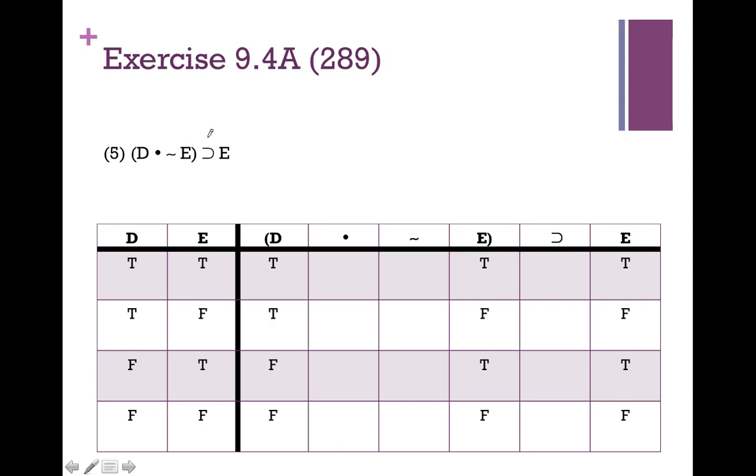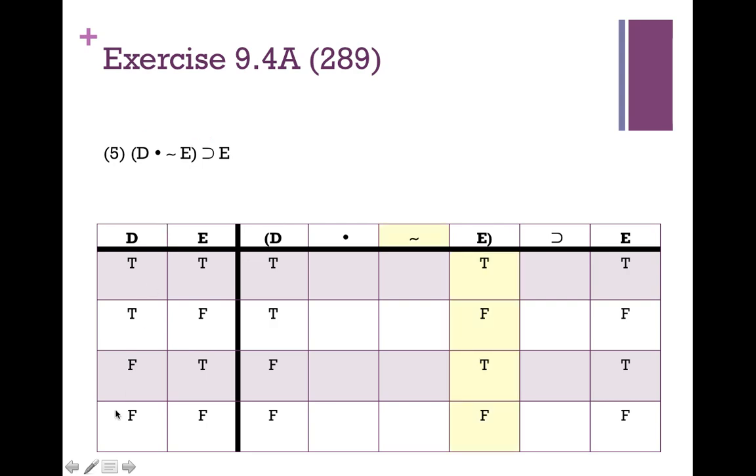Now, our main connective is this one right here. This conditional is our main connective. Then we have two others, and we have not E. Hopefully at this point it's becoming obvious that the not E applies only to this E, so this one is the connective of least scope, and the and right here applies to both D and E, so we'll do that one after we do the not.